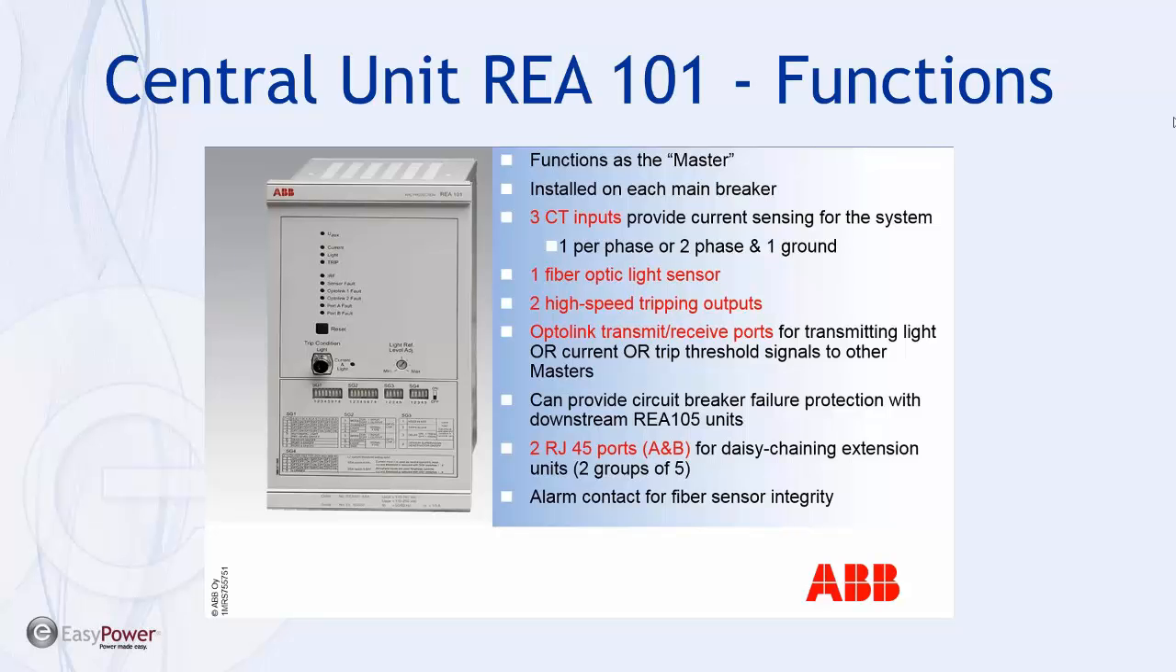Let's begin by talking about the main unit, which is the REA 101. It functions as the master. It has CT inputs. You can either use those inputs for phase or ground. It has one fiber optic light sensor. It has 2 high-speed tripping outputs, for a total of 3 outputs. It has an Optolink to transmit signals back and forth between 2 main units, which can be either light, current, or trip.